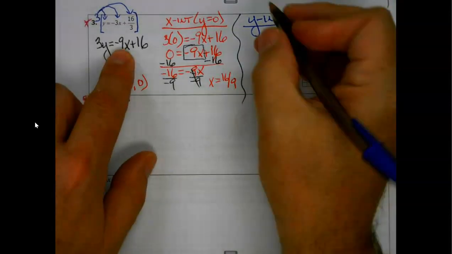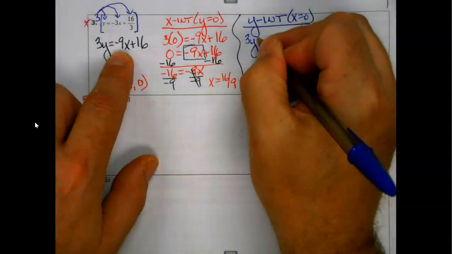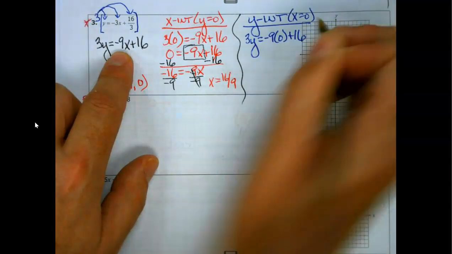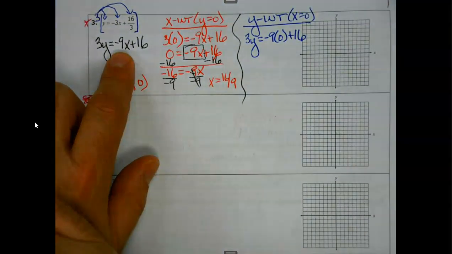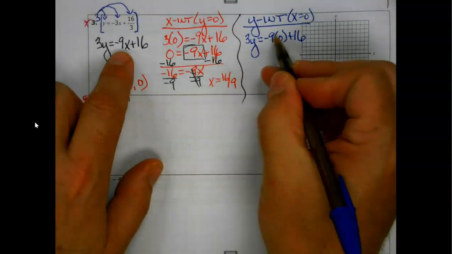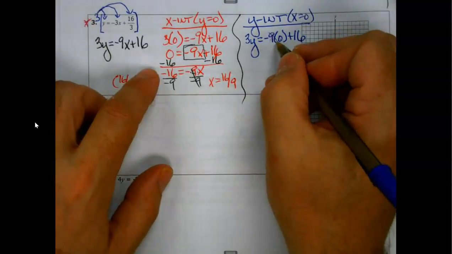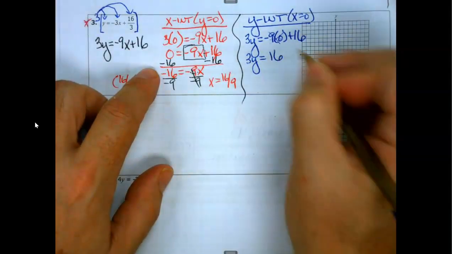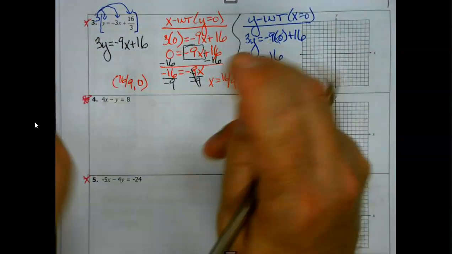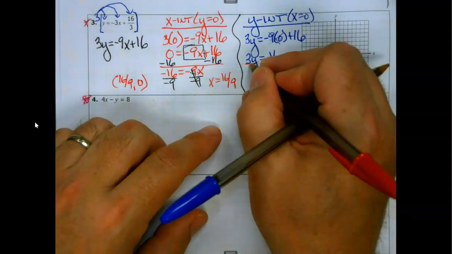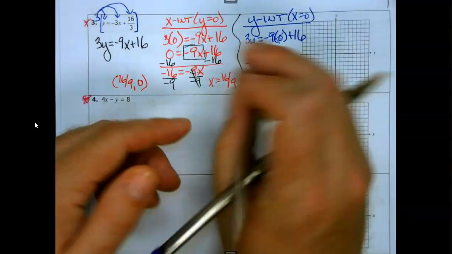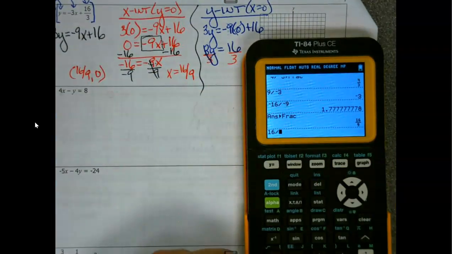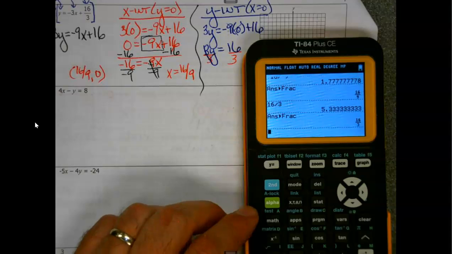X equal to 0. Anything times 0 is 0, so that kind of just goes away. We divide by 3. Man, this one's not going to be fun either, is it? Nope.